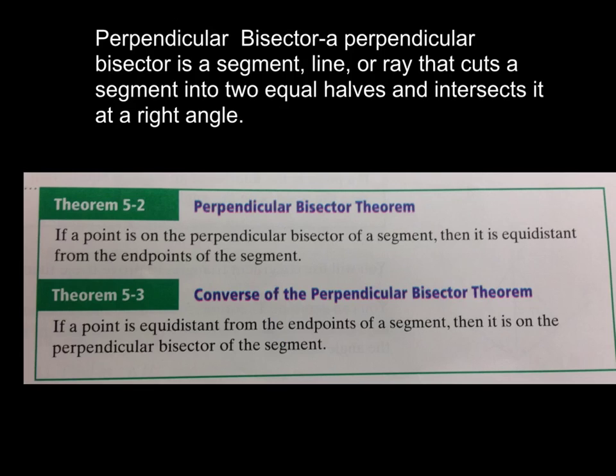All right, our first theorem in this lesson is the perpendicular bisector theorem, which states that if a point is on the perpendicular bisector of a segment, then it is equidistant from the endpoints of the segment. And then its converse would be, if a point is equidistant from the endpoints of a segment, then it's on the perpendicular bisector of the segment.